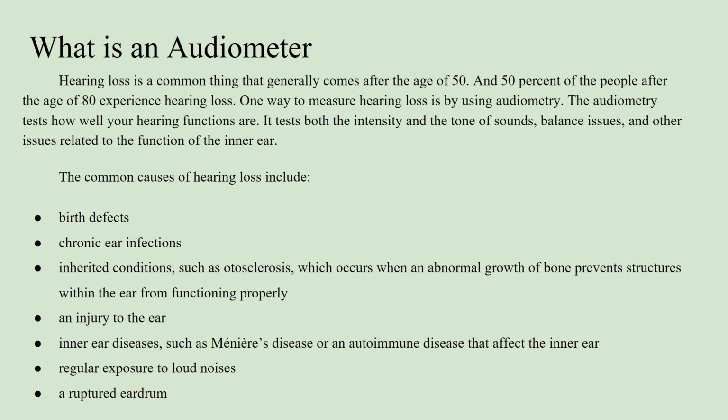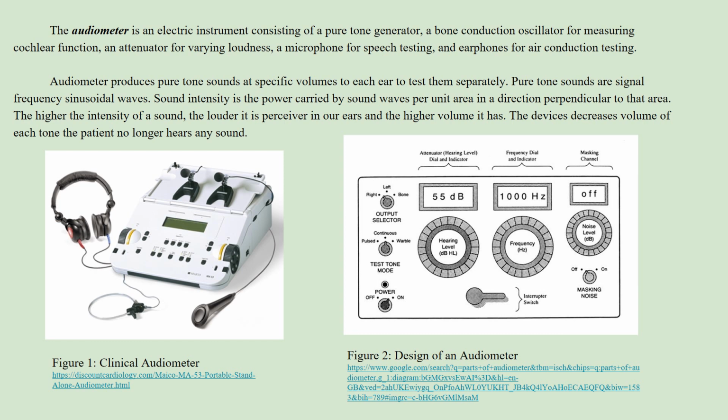Birth defects, chronic ear infections, inherited conditions, an injury to the ear, inner ear diseases, regular exposure to loud noises, a ruptured eardrum. The audiometer is an electric instrument which helps to diagnose people with hearing loss. It consists of a pure tone generator, a bone conduction oscillator for measuring cochlear function, an attenuator for varying loudness, a microphone for speech testing, and earphones for air conduction testing.